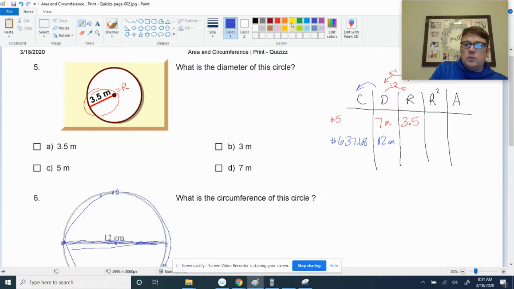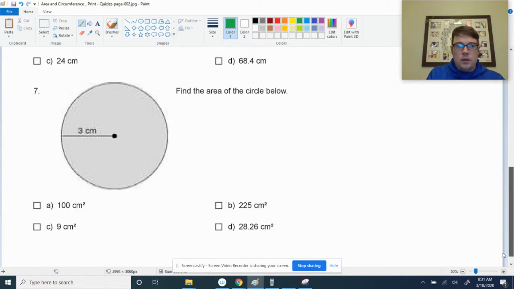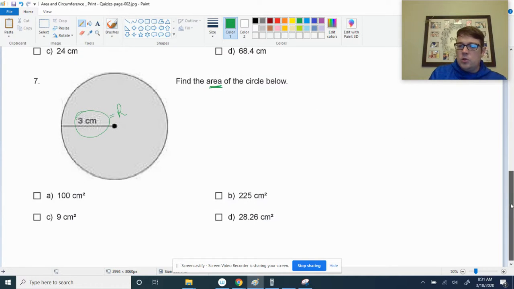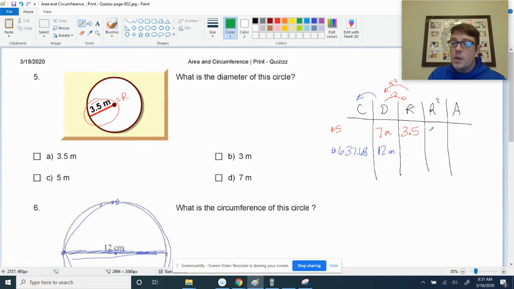All right, let's do a different one. Let's do number 7 here. This one is asking for the area of the circle, and they're clearly giving you the radius, and it's 3. So let's jump up here to our table. If the radius is 3, so we'll put it here. This is number 7. Then that means that we need to go to the right on our table. And to go to the right on the table, we got to go to the square.